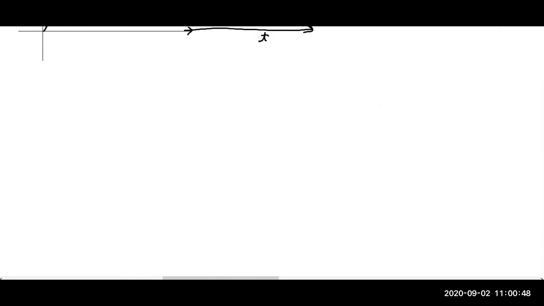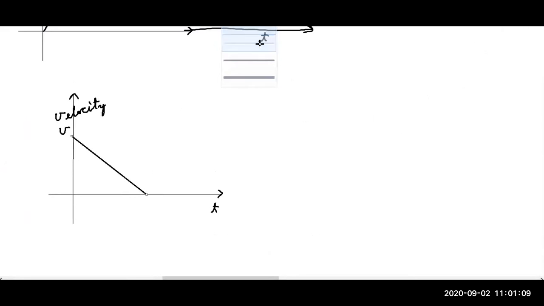Next we will see the velocity time graph, the VT graph. If you consider the VT graph, initially velocity is positive, and it decreases to 0 at a uniform rate.